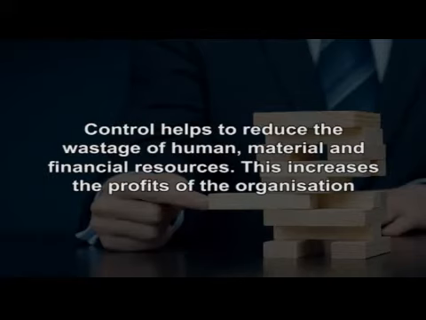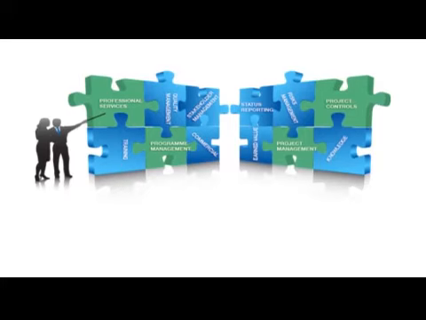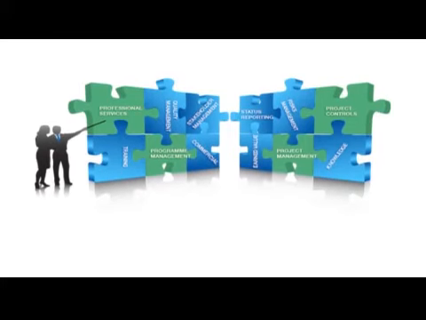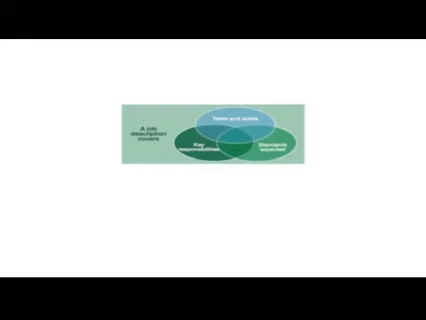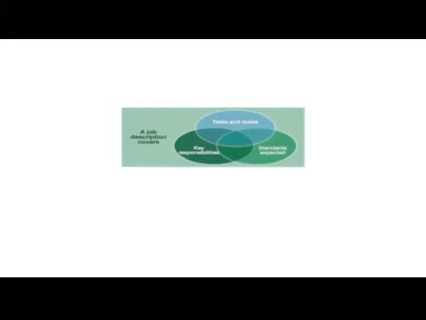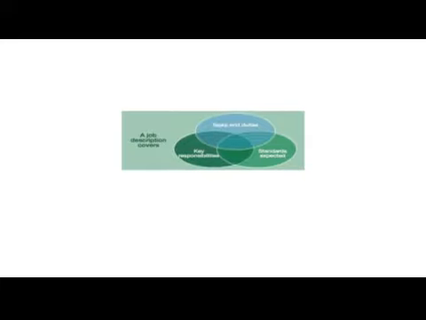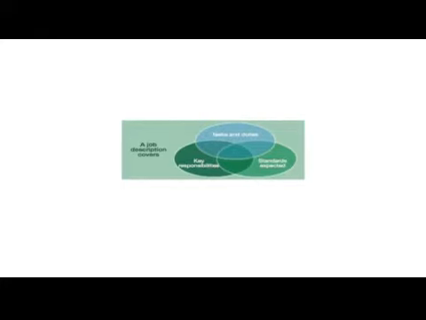Control minimizes wastage. Control helps to reduce the wastage of human, material and financial resources. This increases the profits of the organization. Control ensures optimum utilization of resources. Control helps the organization to make optimum utilization of available resources. This also increases the profit of the organization. Control helps to fix responsibility. Control helps to fix responsibility of a particular job on a particular person or a particular department. So if there are any mistakes, then a particular person or a particular department will be held responsible for it.